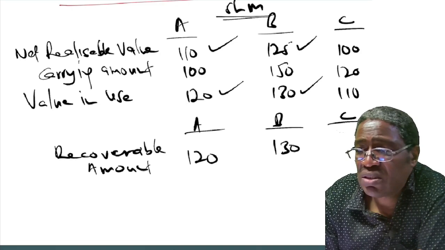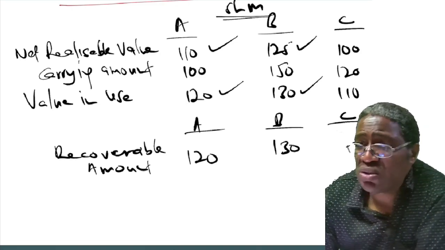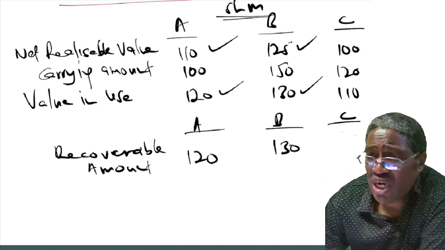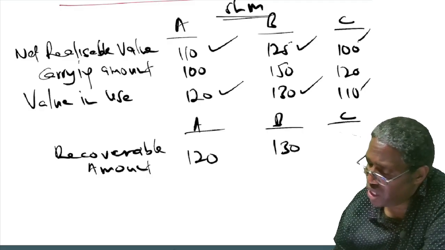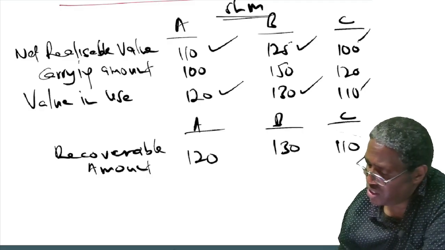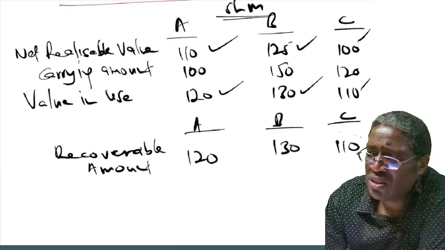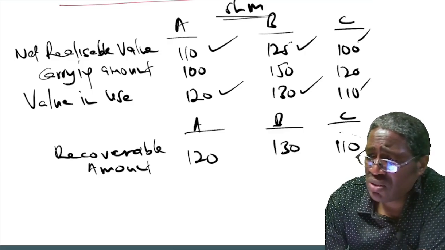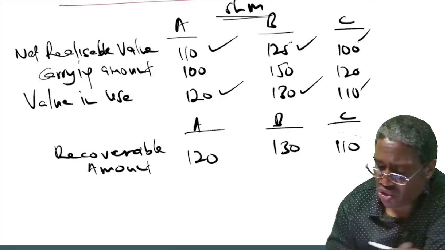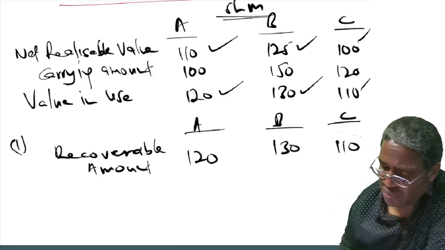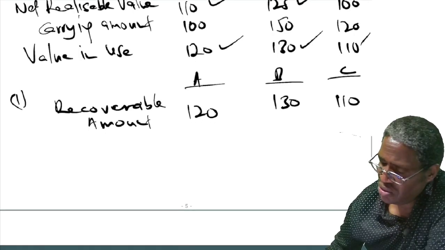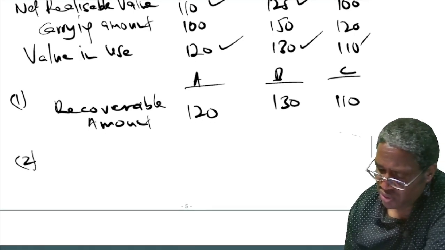Number C, again we compare the two, net realizable value and value in use, whichever of the two is higher. That looks like 110. Good. So now we are able to determine the recoverable amount. Now we want to do part 2 of the question. This is part 1. Finish, we do part 2 now.